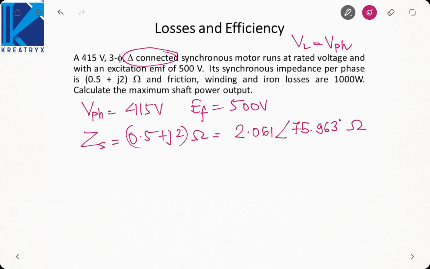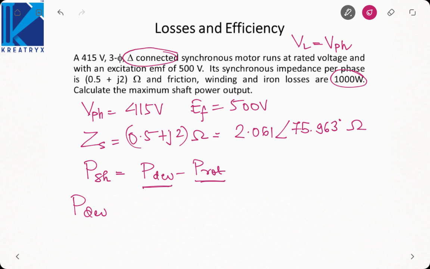Now we have to find the maximum shaft power output. Since the friction losses are constant, maximum output power also corresponds to the maximum developed power, because, as we saw in the synchronous motor power flow diagram, shaft power is developed power minus rotational losses. So maximum shaft power corresponds to maximum developed power if rotational losses are constant.